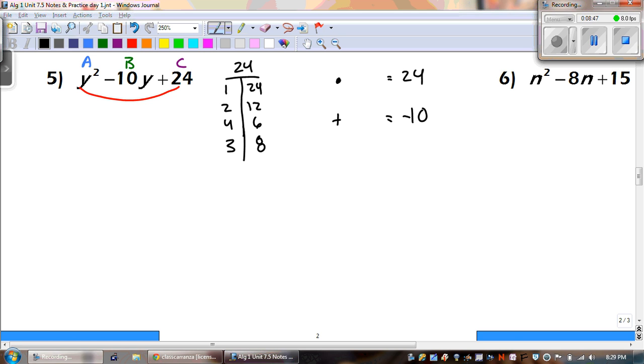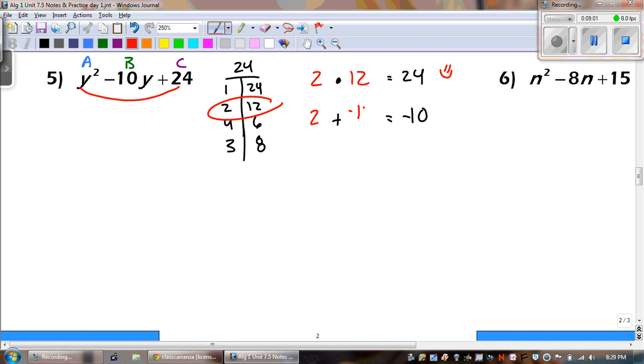Okay, so that should have been the first step. Now, how many of you guys use 2 and 12? Because 2 times 12 does give you 24, and then 2 times plus negative 12 gives you negative 10. Yay, I did it right. Or did I? Remember that those have to be 100% exactly the same, and I'm sorry, they're not. So that was the wrong combination.